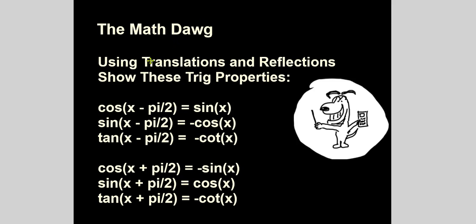In this video I'm going to use translations and reflections to show the following trig properties. The cosine of x minus pi over 2 equals sine x. The sine of x minus pi over 2 equals negative cosine x. Tangent of x minus pi over 2 equals negative cotangent x.